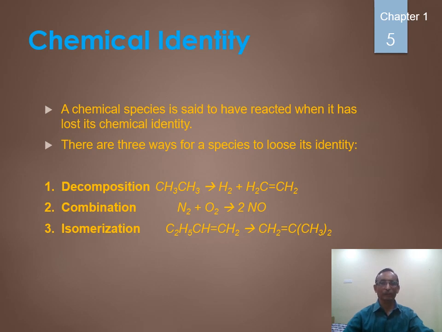Here, combination: nitrogen and oxygen are combined to get your NO. Isomerization: products are isomerized, and you get isomerized products while keeping the same identity. So many similar examples are available. These are the three general ways in which a chemical identity is lost.